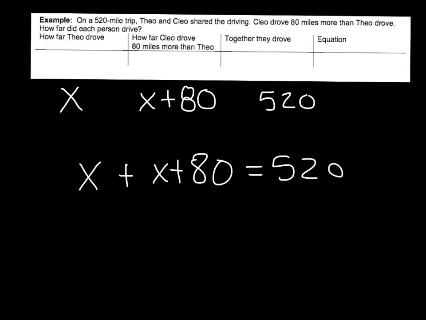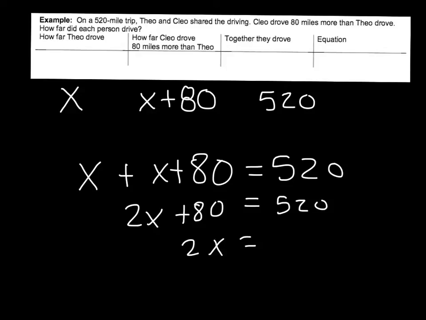And those would have been equivalent ideas, because Theo drove 80 miles less than Cleo. So there's lots of ways to go about this. This is not the only way. But now that I've got this equation, I can go ahead and simplify and solve. So when I subtract 80 from both sides, I get 2x is equal to 440. So x would be equal to 220.